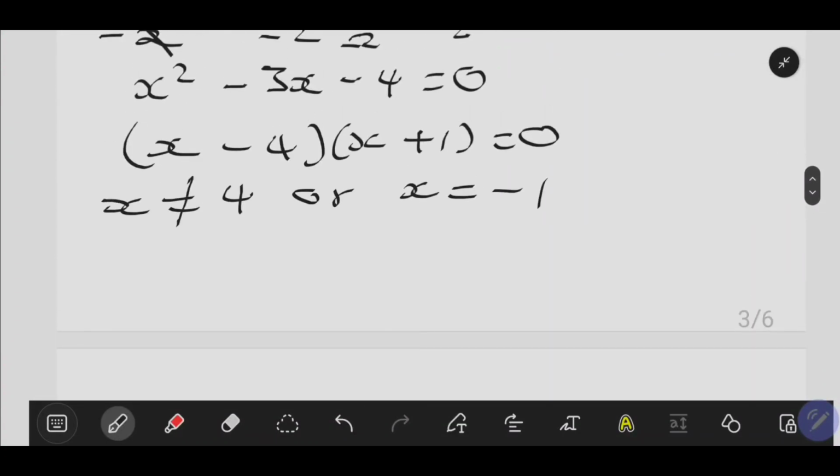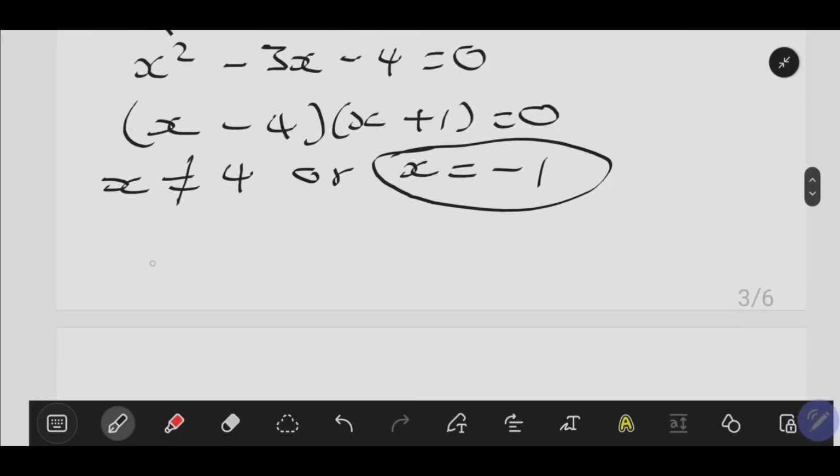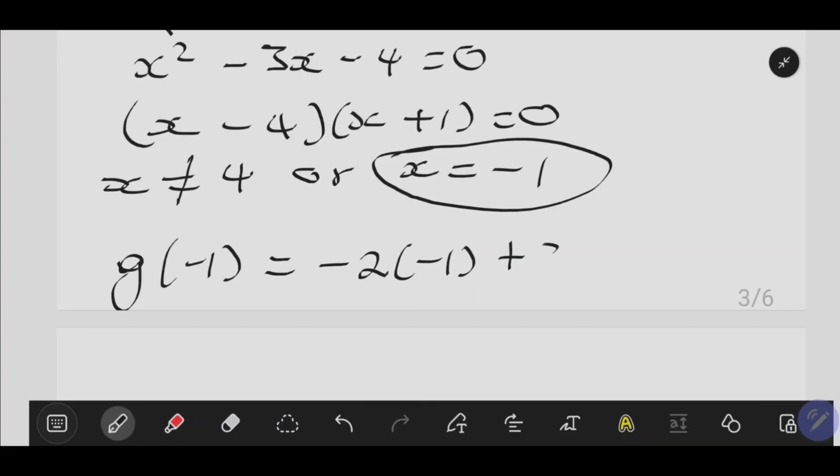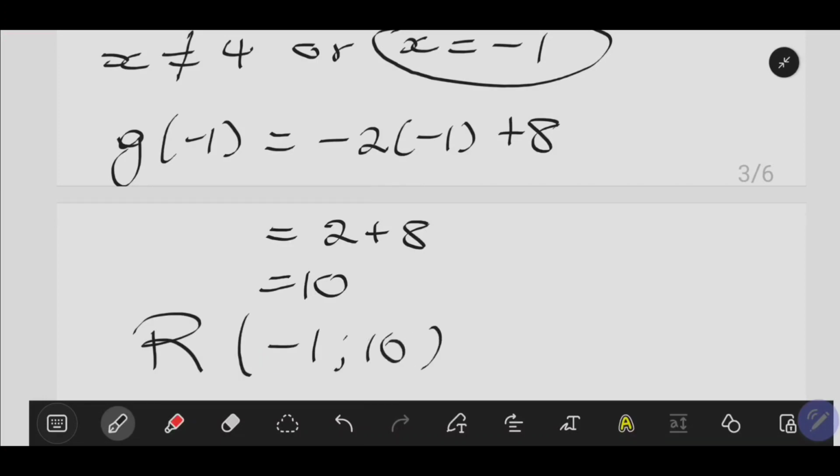x minus 4 is no longer in use. So to obtain the y value of that point, we're going to substitute this point in either f of x or g of x. So I'm going to say g of negative 1 equals negative 2 times negative 1 plus 8. Then it will give me 2 plus 8. Then this is positive 10. So the coordinates of R are negative 1, positive 10.